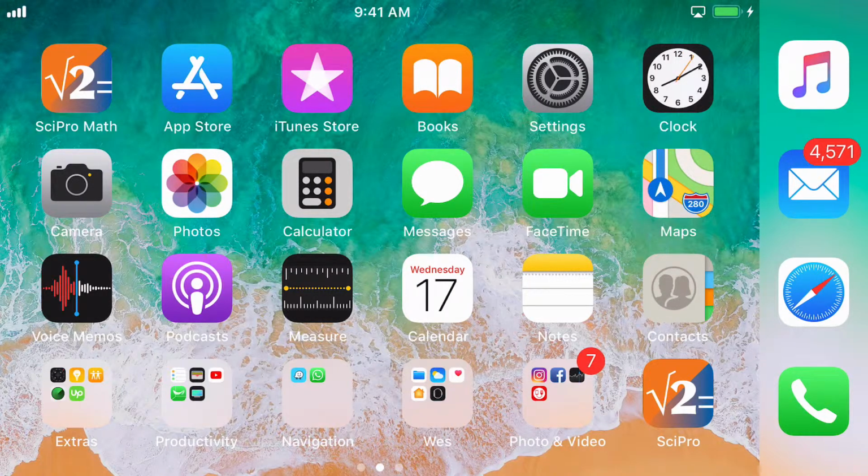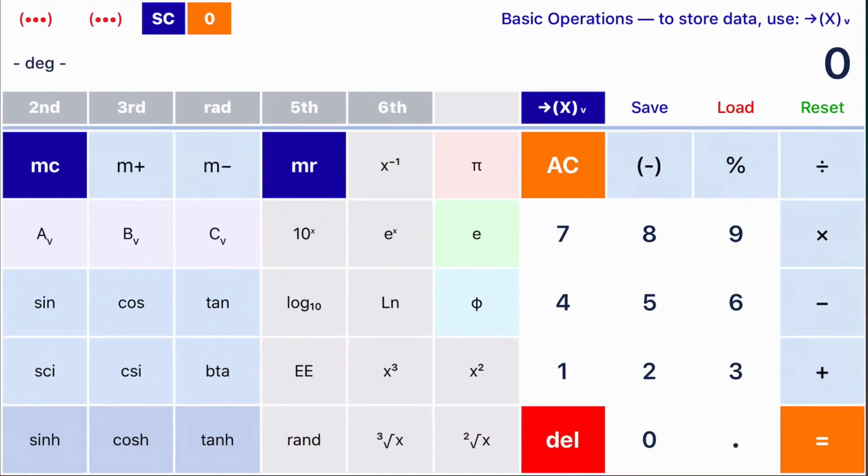My name is Roberto, and today I'm going to take this opportunity to show you how to solve linear equations with SciPro Math. So let's get into the app right away.